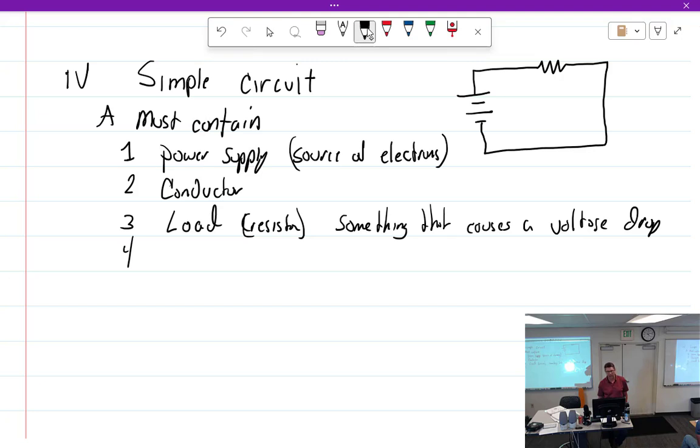Four, it's got to have a complete path. Because you can have 1, 2, and 3, but if they're not connected, that's not a circuit. It's an open circuit. It's not a circuit.